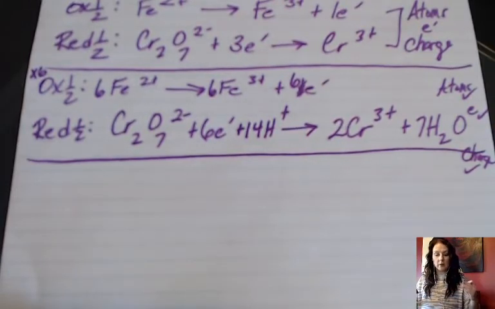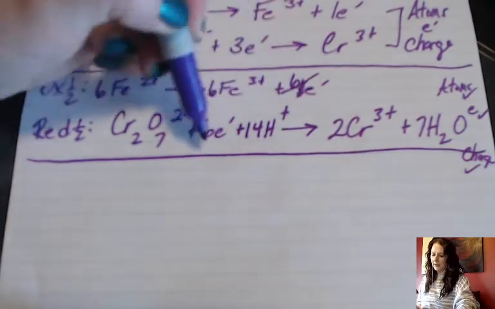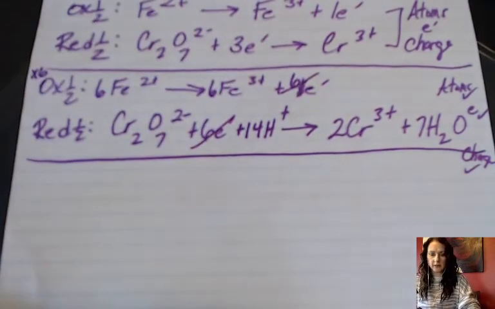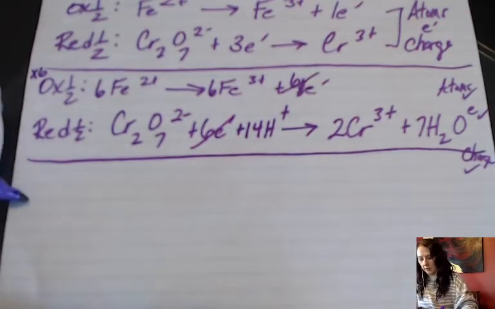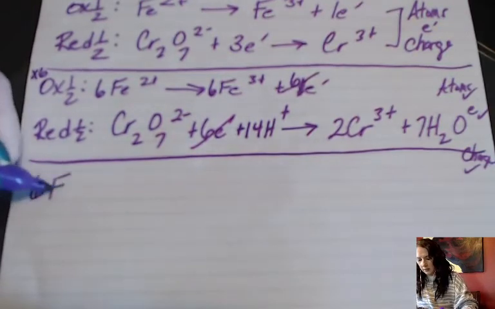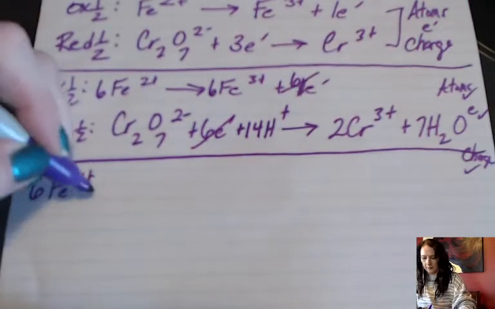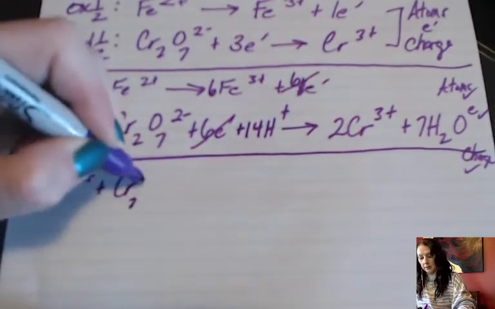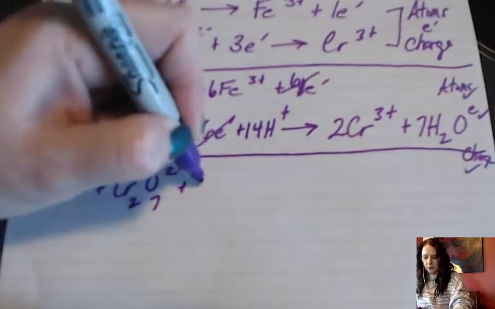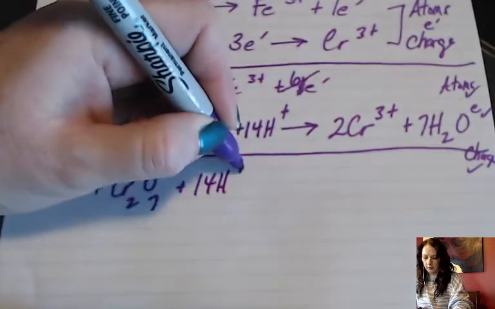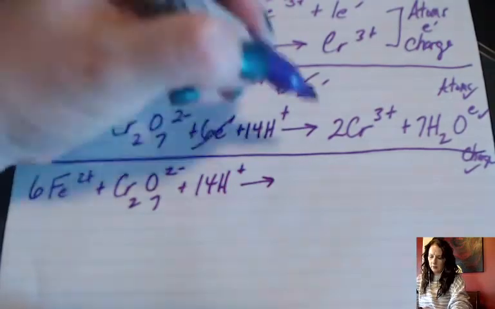This would be how we would finish if we balanced for acidic. So electrons are always going to cancel. Okay, one's on left side, one's on right side. That should always happen. Everything else is different here. So I'm just going to rewrite this: 6Fe2 plus, dichromate, plus the 14 hydrogen. Okay, and we get 6Fe3 plus.